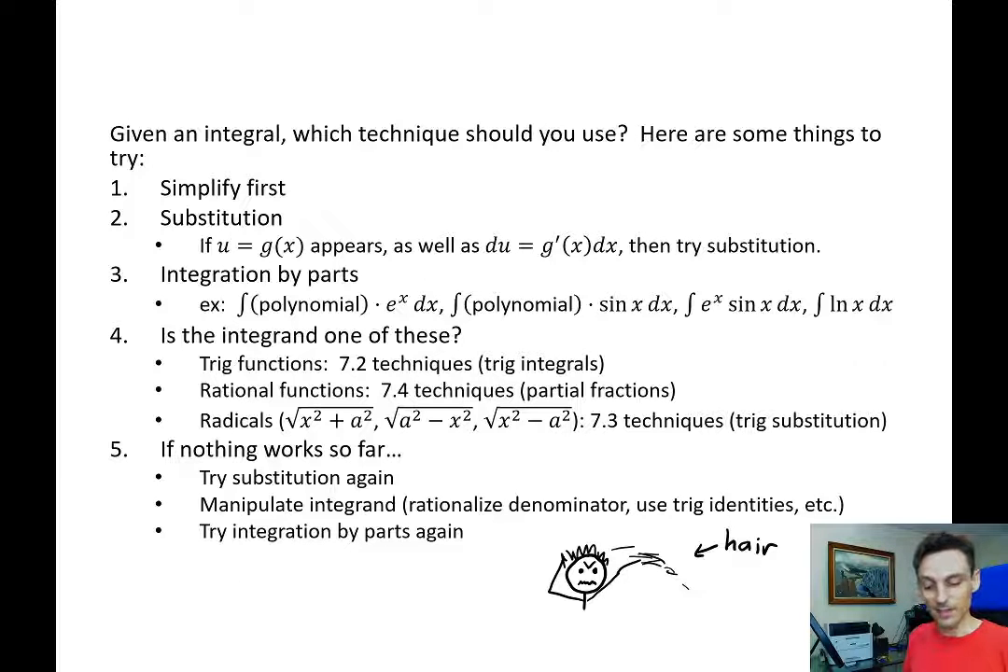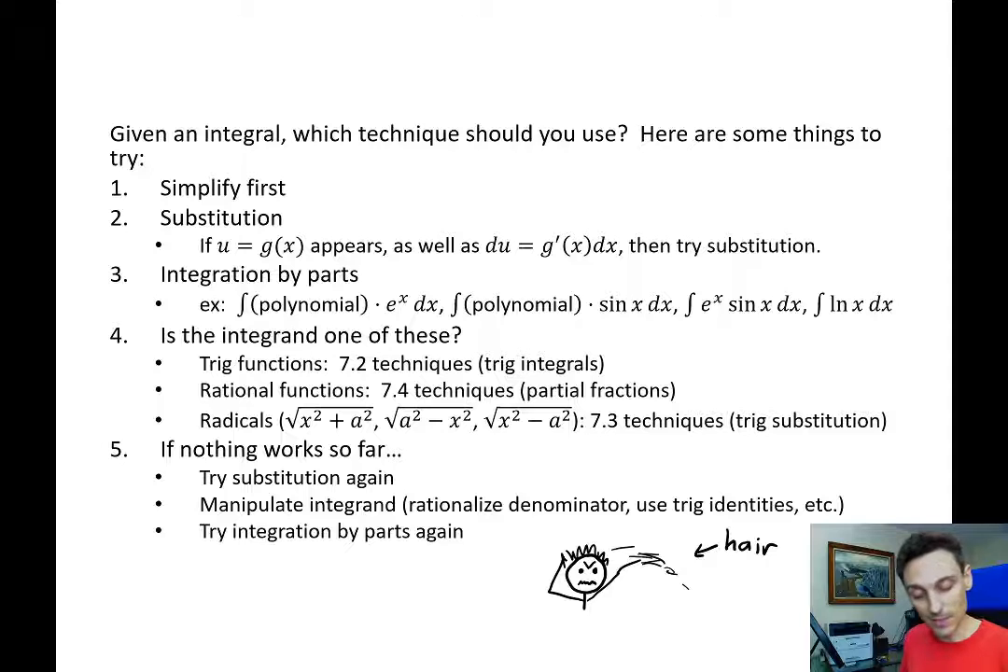And then if nothing works so far, you've done all these other things and you're starting to look like this guy over here pulling his hair out, then you can try substitution again, maybe a trickier substitution, and we'll see some examples of that in this section, 7.5. Maybe try to manipulate the integrand, like rationalize the denominator or use some trig identities. We'll see an example of that as well.